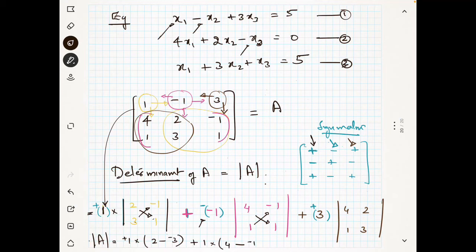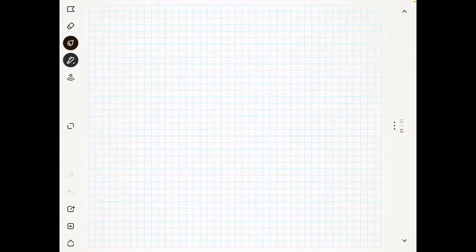Okay, so minus 1, then plus 3 multiplied with 4 into 3, it's 12, then minus 1 into 2 is 2. Okay, so this is the determinant. If you calculate this, you will get 40. So the determinant of A is 40. I hope this is clear to you. This is how you can calculate the determinant of A.